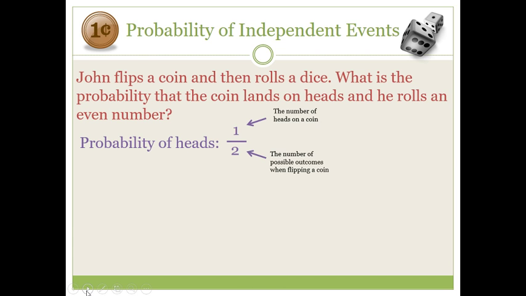All right, so there's the number of heads on the coin, and there's the number of possible outcomes when flipping the coin.